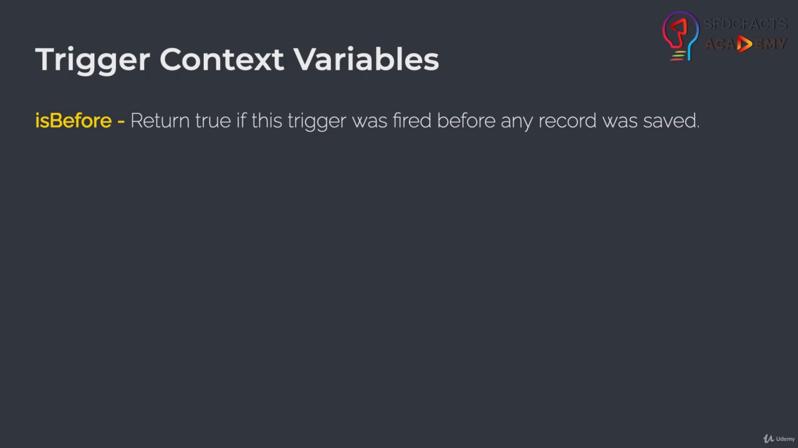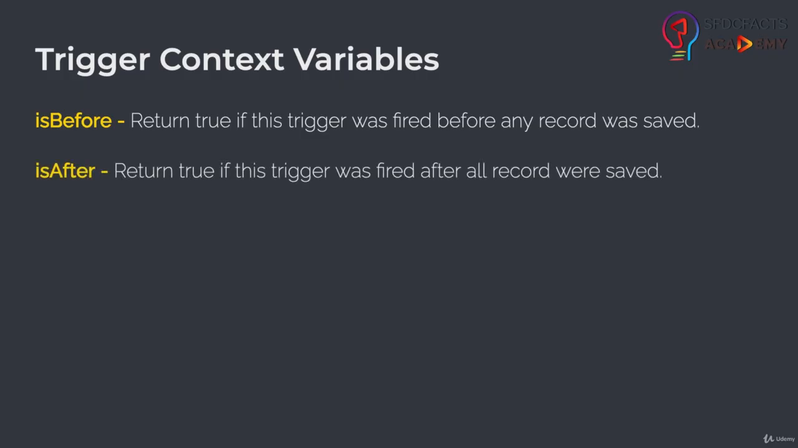Let's learn about a couple more trigger context variables in this video. The first one is before, which is again a boolean variable, and it returns true if the trigger was fired before any record was saved. And as you have guessed, the second one is after, and this one returns true if the trigger was fired after all the records were saved.